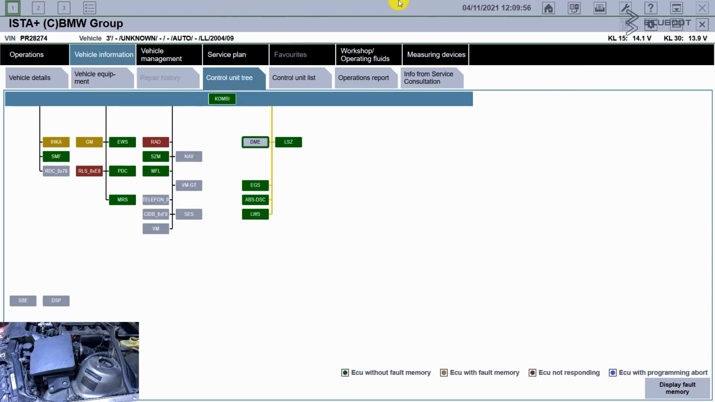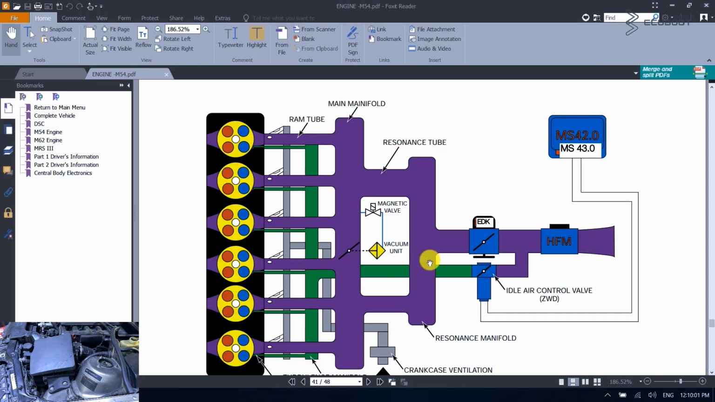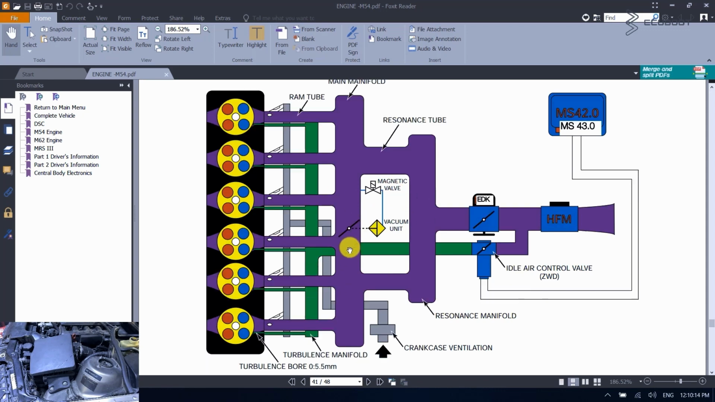Let's take a look at the air intake system. As in this doc, we have a resonance system. It provides quick air intake when the engine is at low RPM, as well as much additional power at high RPM through a magnetic valve. This system is controlled by the ECM.